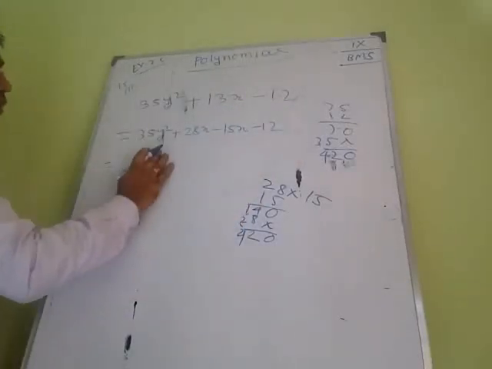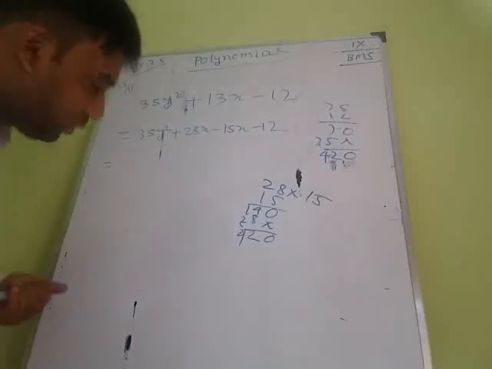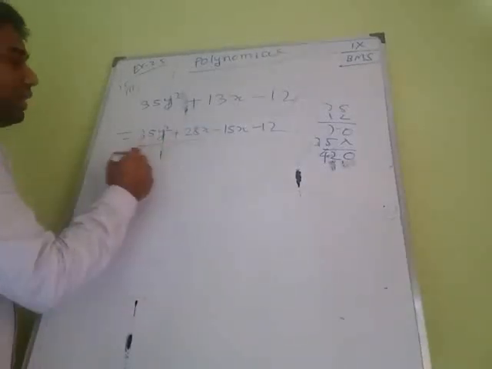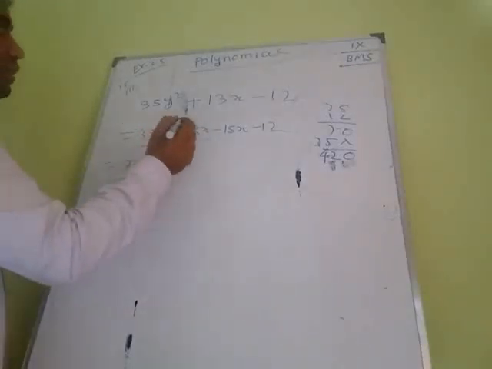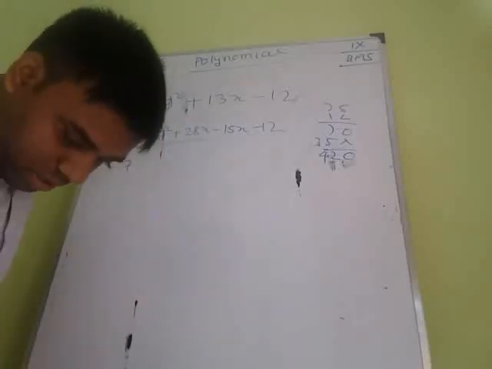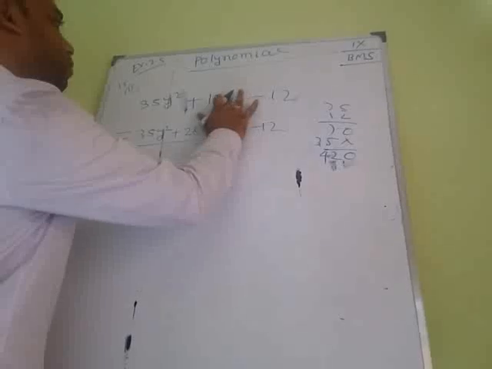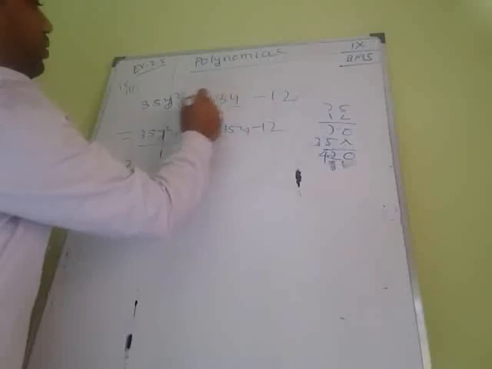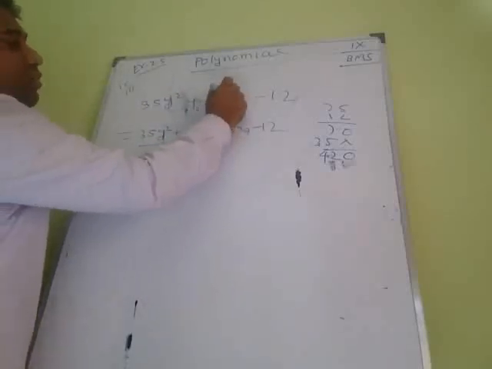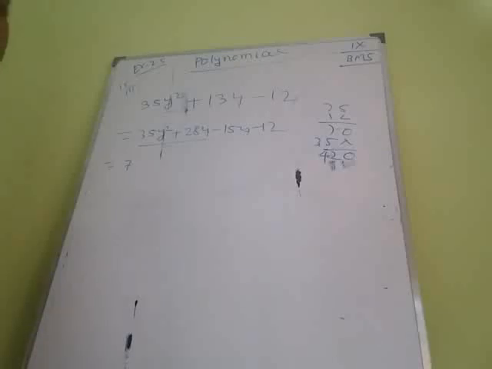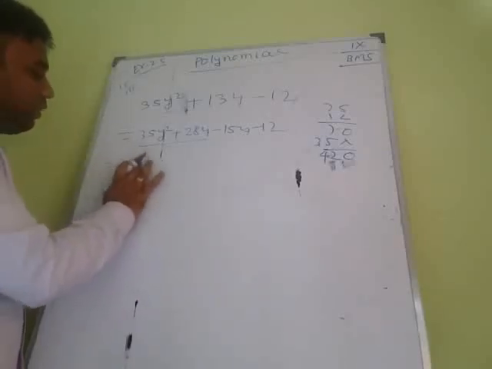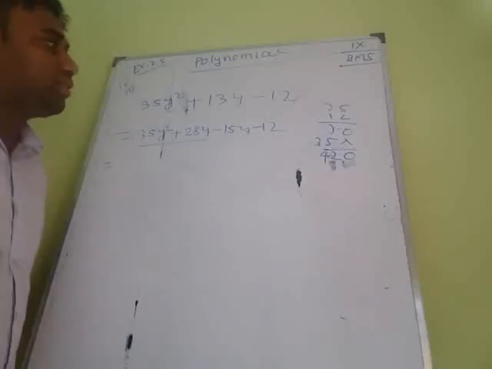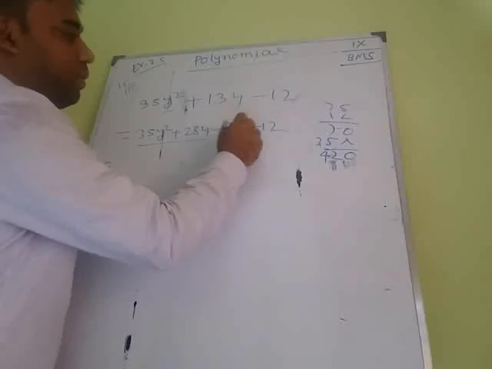So rearrange it. You should take the same variable, otherwise it will not work. So 35y square plus 28y minus 15y minus 12.